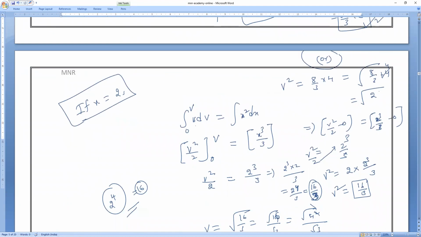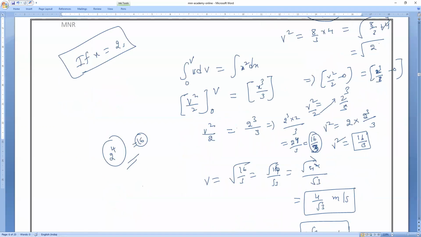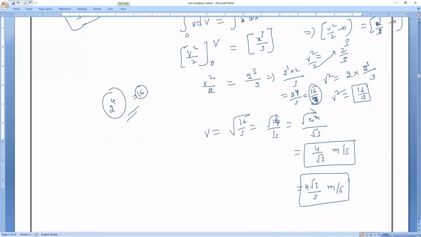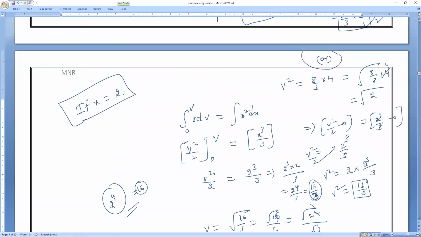So we all know v dv is equal to x square dx. So x cube divided by 3. So we got v square. Finally, v equals to, I got it, 4 root 3 divided by 3 is the answer. Is it okay, everybody? Yes. So this is the alternative method. Whatever you want, you can solve it.